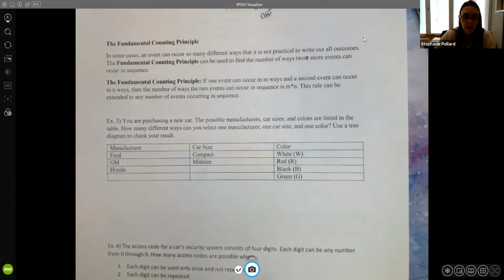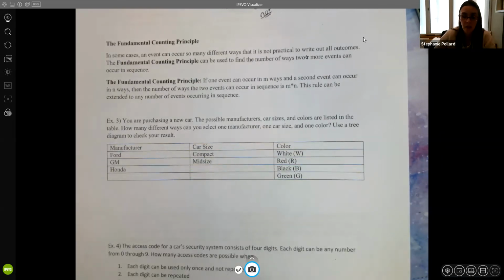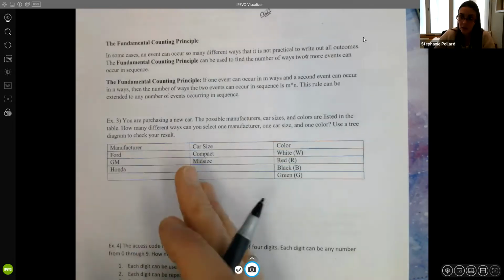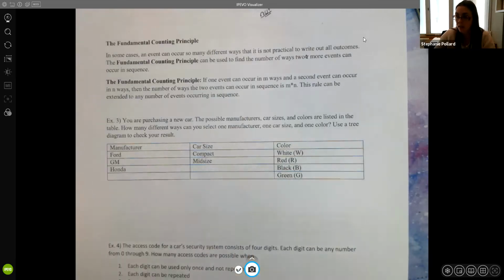The fundamental counting principle says that if one event can occur in m ways and the second event can occur in n ways, then the number of ways the two events can occur in sequence is m times n. This rule can be extended to any number of events occurring in sequence. So if we know how many ways each individual event can occur, then we can combine them together by multiplying to figure out all the possible ways.